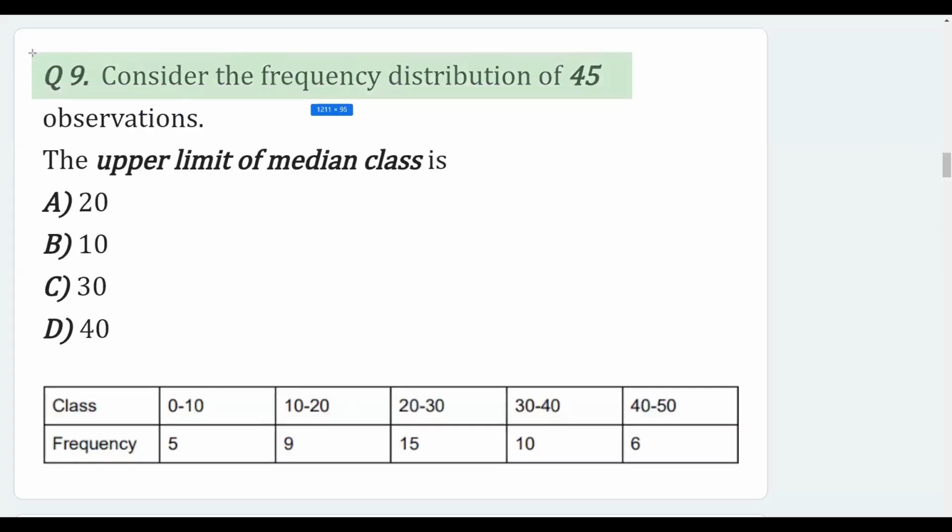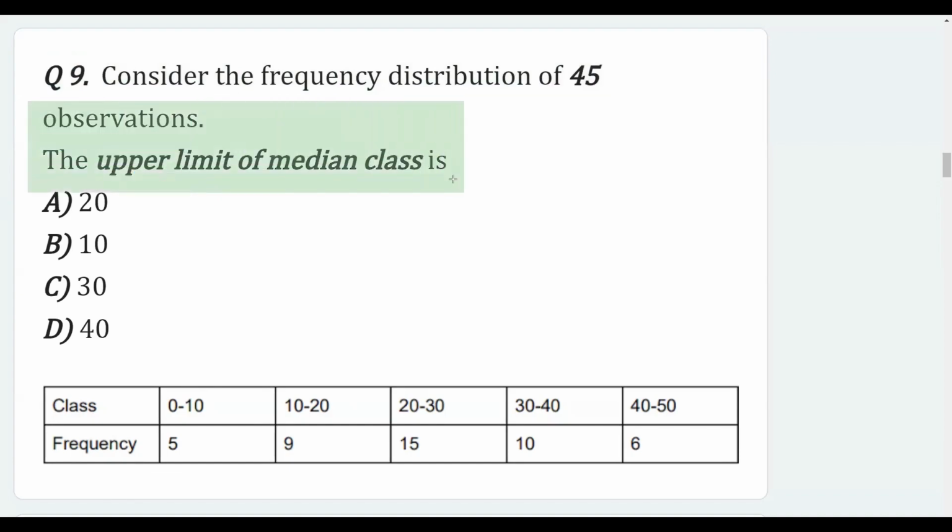The next question is from the chapter statistics. That's question number 9. It says, consider the frequency distribution of 45 observations. Okay, the total number of observations is 45, right? We have to find the upper limit of the median class.